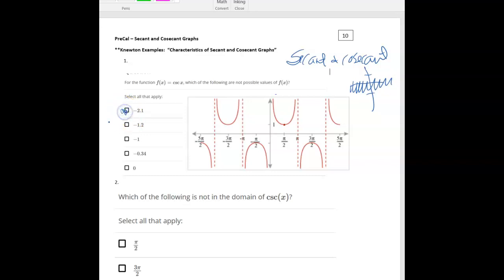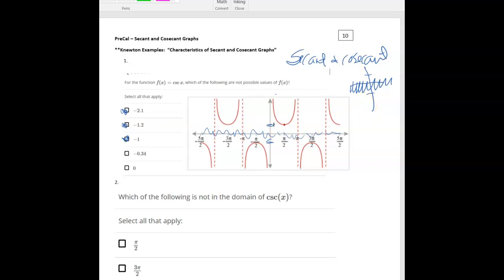Okay, so this one, -2.1 would apply, -1.2 would apply, -1 applies because it actually equals -1, but -0.34 and 0, they do not. So all of this stuff inside here, any values on the y-axis from 1 to -1, is not going to apply.